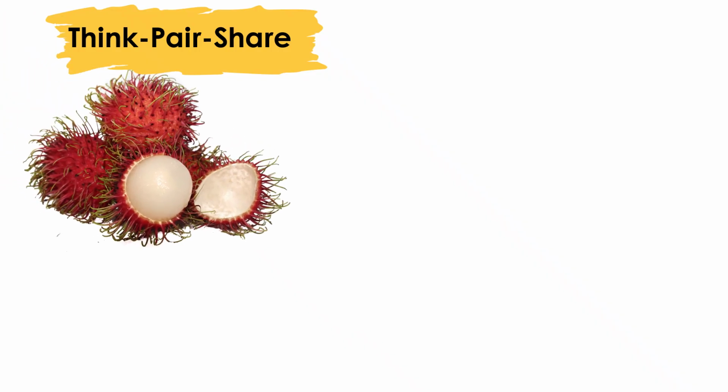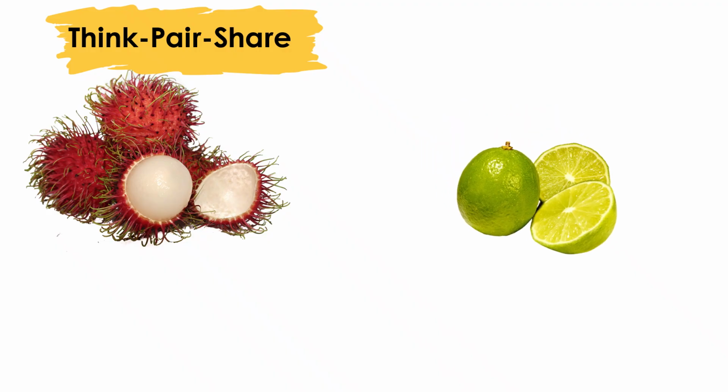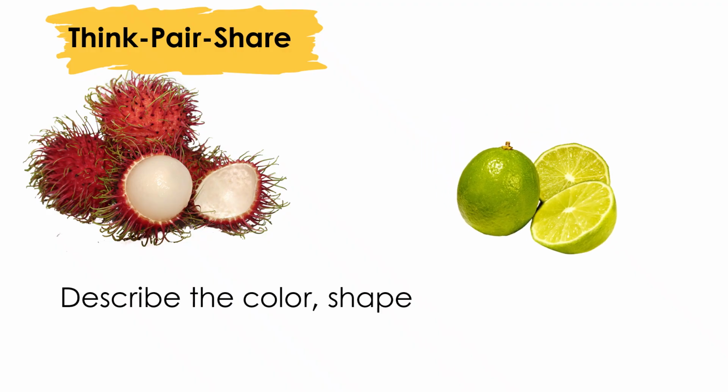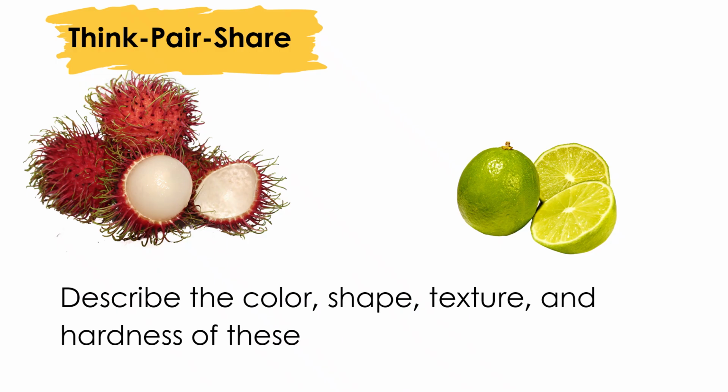Think, pair, share. This is a rambutan and calamansi. Describe the color, shape, texture, and hardness of this fruit.